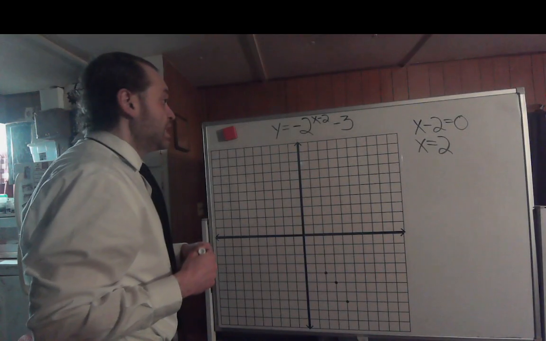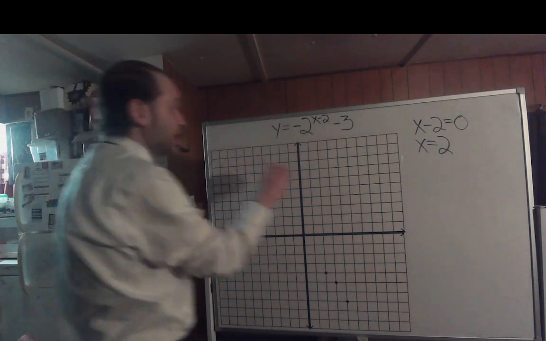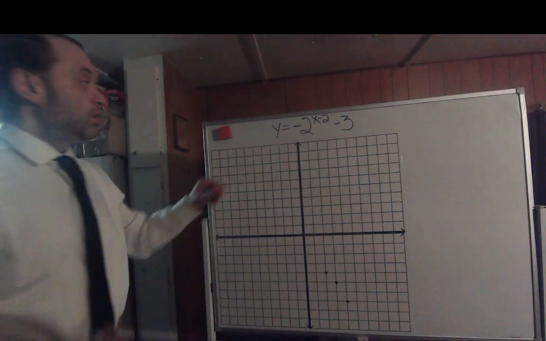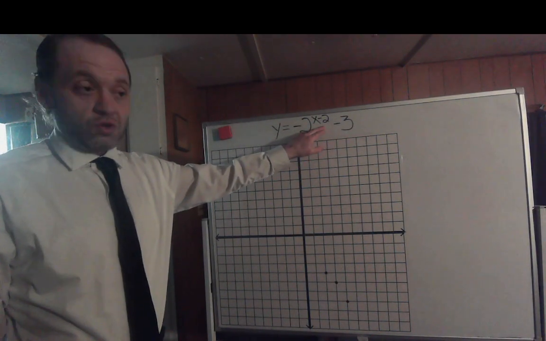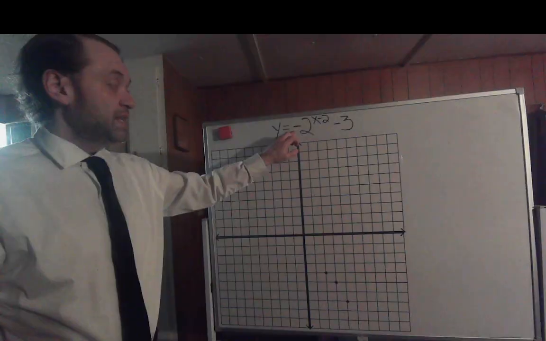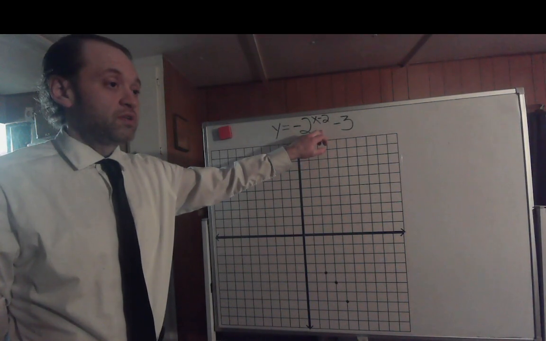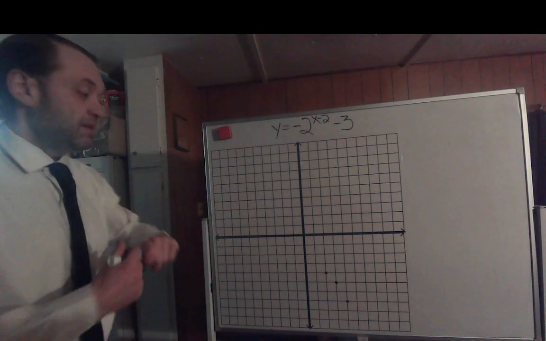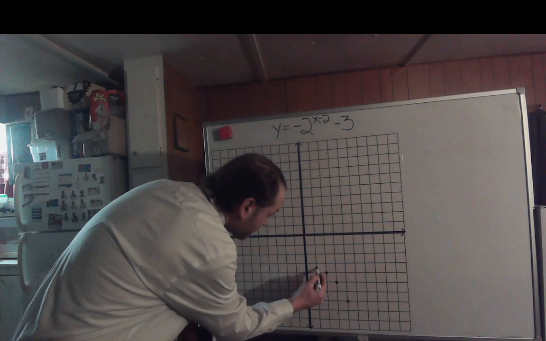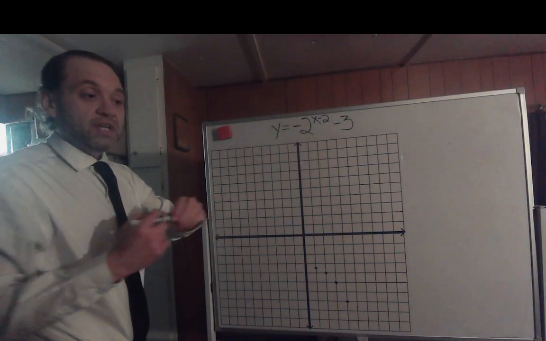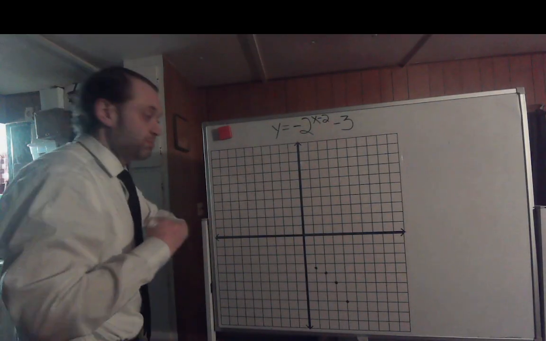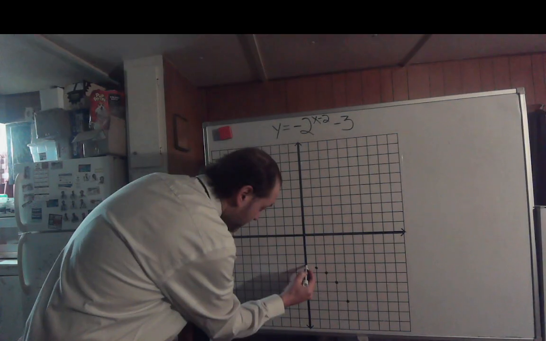Okay. Now what about when x is 1? Well, 1 minus 2 is, of course, negative 1. So 2 to the negative 1 is 1/2. Negate that, you'll have negative 1/2. Minus 3, that'd be negative 3.5, which would be right here. When x is 0, that's 2 to the negative second, which is 1/4. Negate that, you get negative 1/4 minus 3. That'd be negative 3 1/4.